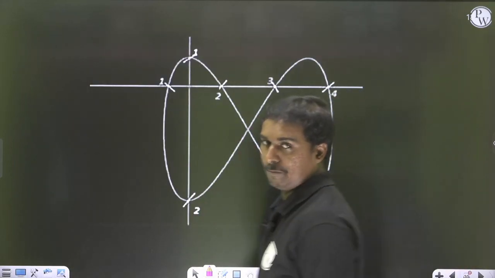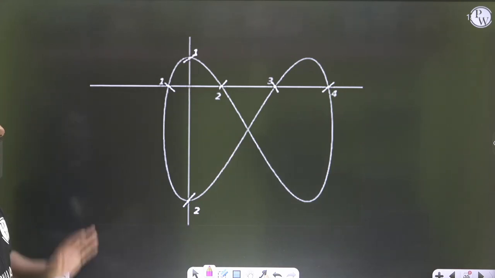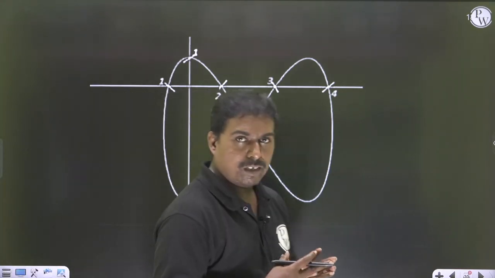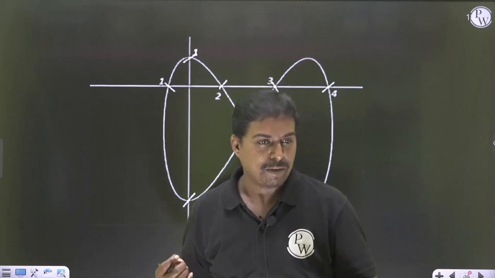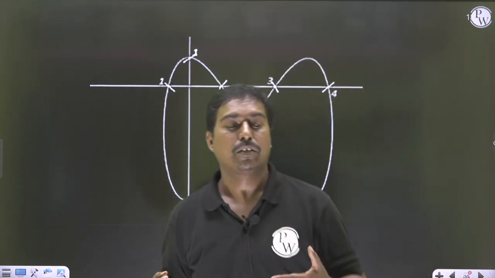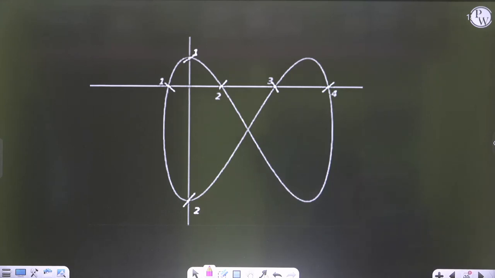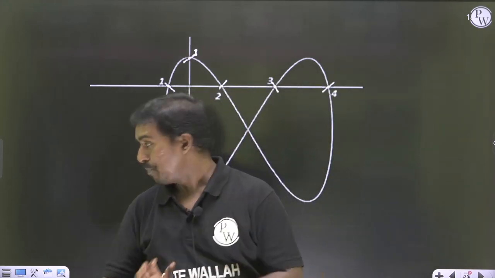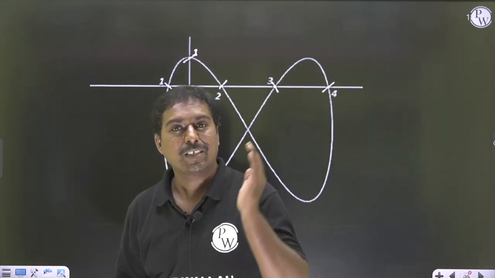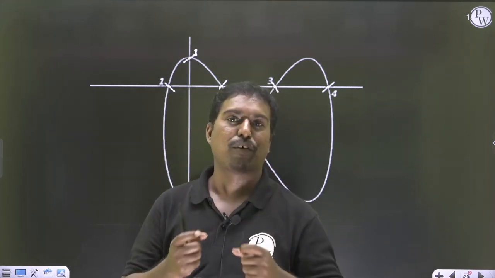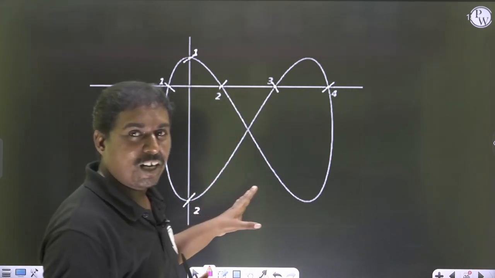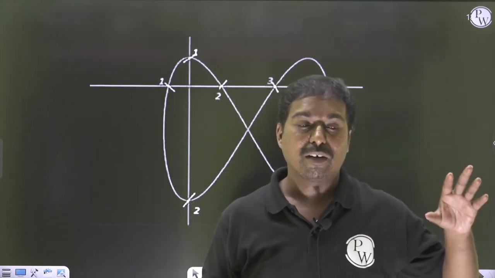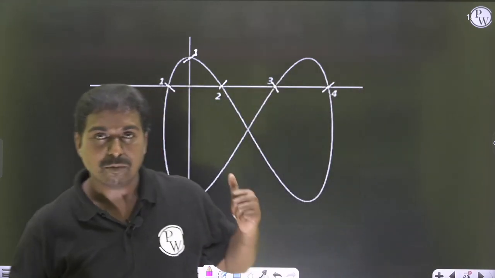For example, if you take this picture, this is a Lissajous pattern. I can do it in two methods. One is the tangency method. When the signal applied to the x plates and the signal applied to the y plates differ with respect to frequency, then we are going to get a certain pattern. It is not like a straight line, not like an ellipse. Straight line, ellipse, circle, these will come for the phase shift. But it is not about the phase shift, it is the frequency shift.